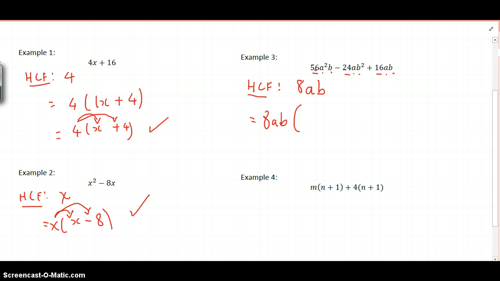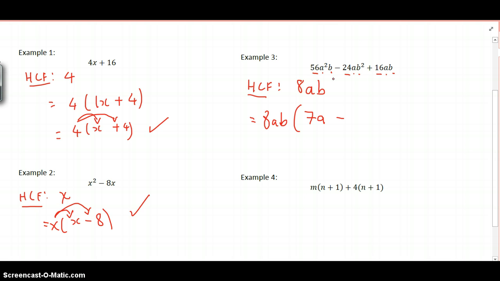Do the numbers first. What is 56 divided by 8? That will give us 7. Now, what is A squared divided by A? A. And what is B divided by B? That's just 1, so we can just leave it as it is. Now, I'm going to put a minus here because there's a minus sign here and there's no minus sign here, so the next sign will indeed be minus.